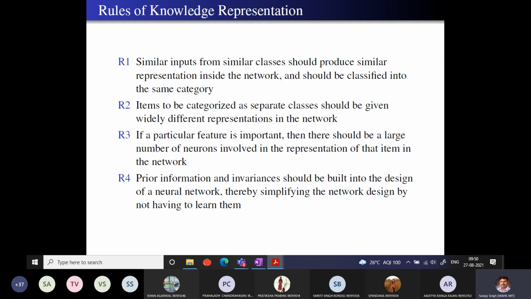Something more important is that more neurons are required for that kind of representation. Also, the last one, rules of the knowledge representation, is that prior information and invariances should be built in the design of a neural network. Somehow it should be incorporated, thereby simplifying the network design by not having to learn them. Now, some sort of invariances and prior information is there, so you don't have to learn them. So this should be incorporated.